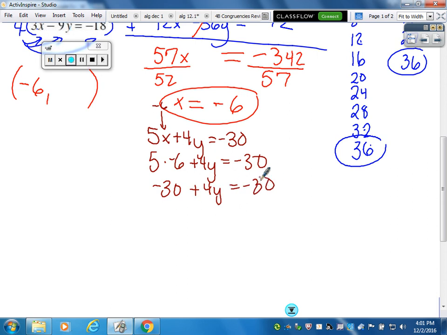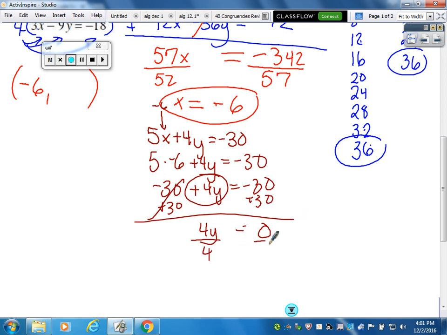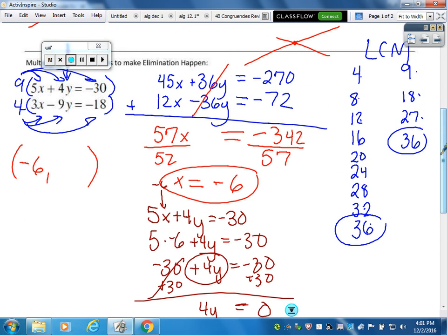And now we've got a two-step equation. So we're going to solve for the 4y by getting rid of the 30. This is a cool one because it cancels here, and this one is 0. So it really doesn't matter what I do next. When I divide, 0 divided by anything is 0. So my answer is x is negative 6, y is 0.